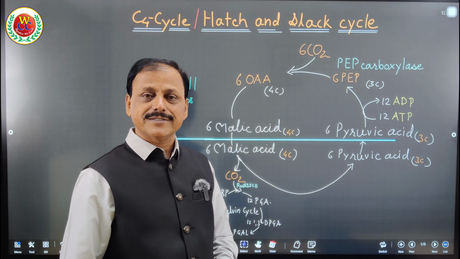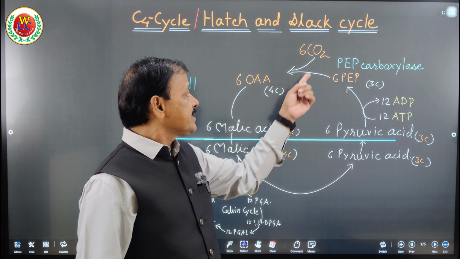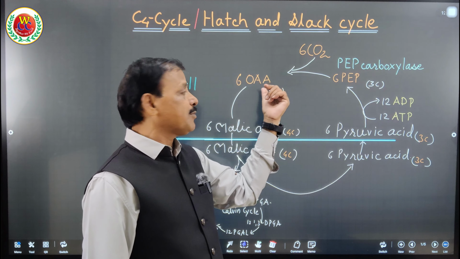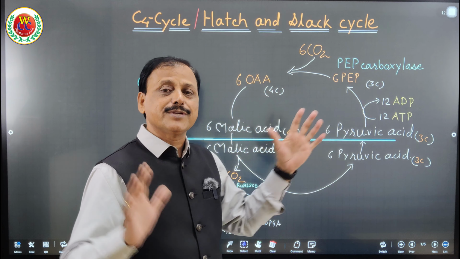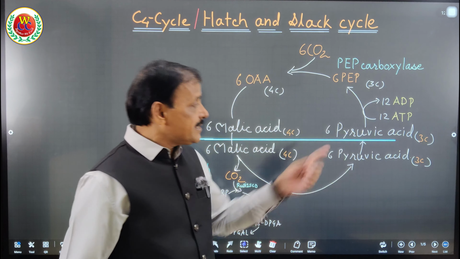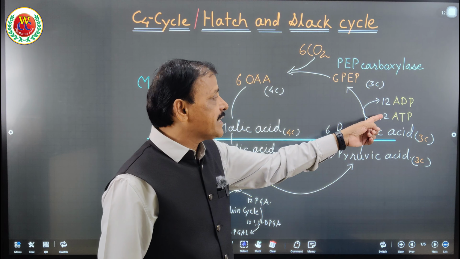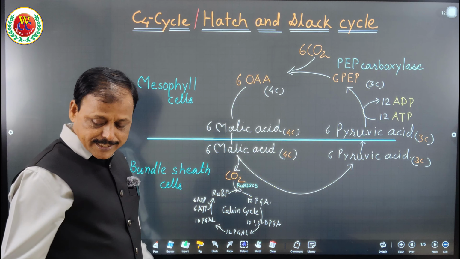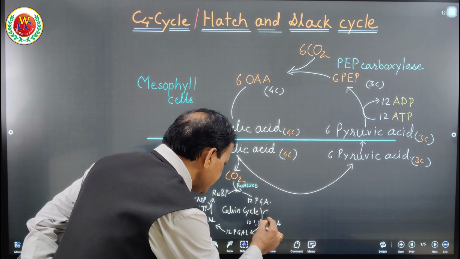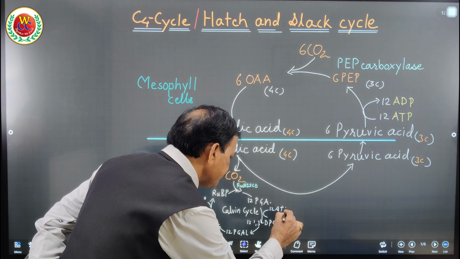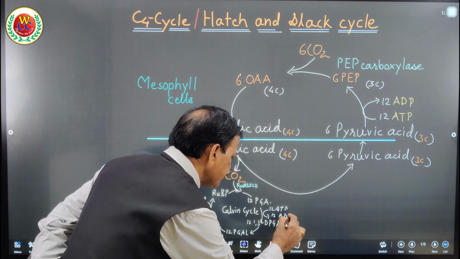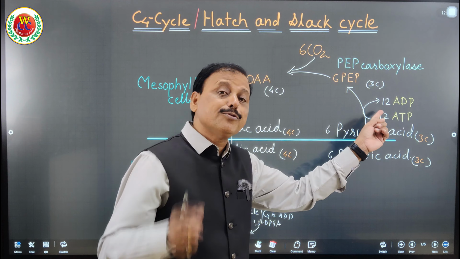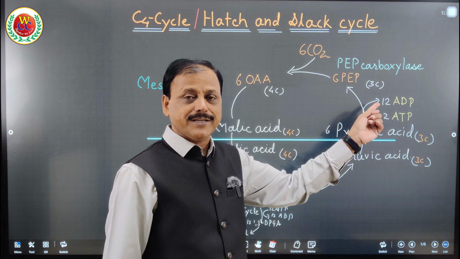This is known as the C4 cycle. What is the definition of the C4 cycle? Cyclic regeneration of PEP to combine with atmospheric CO2 and form oxaloacetic acid is known as the C4 cycle. It is expensive. Why? 12 extra ATPs are required. Already we know that a total of 18 ATPs are required: 12 ATP here and 6 ATP here, so 18 ATP. But in addition to this 18 ATP, 12 more extra ATPs are required in C4 plants.